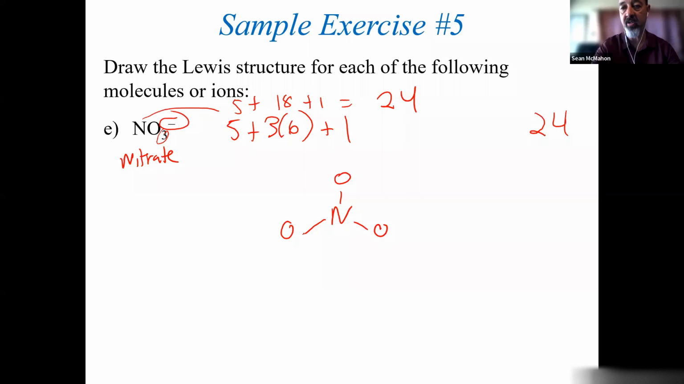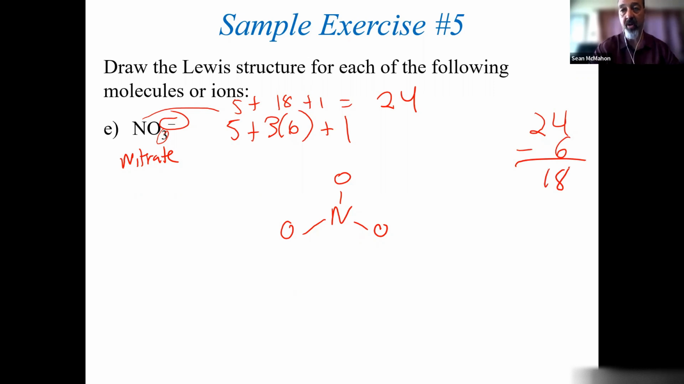So each bond has 2, so times 3. I lose 6, I have 18 valence electrons. So now that I have 18 valence electrons, what am I going to do now? I am going to satisfy the octets for the oxygens in the periphery.